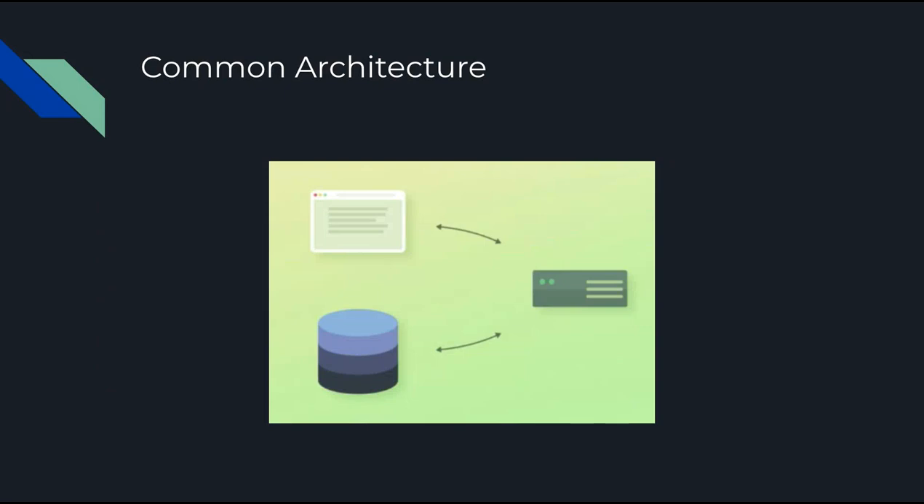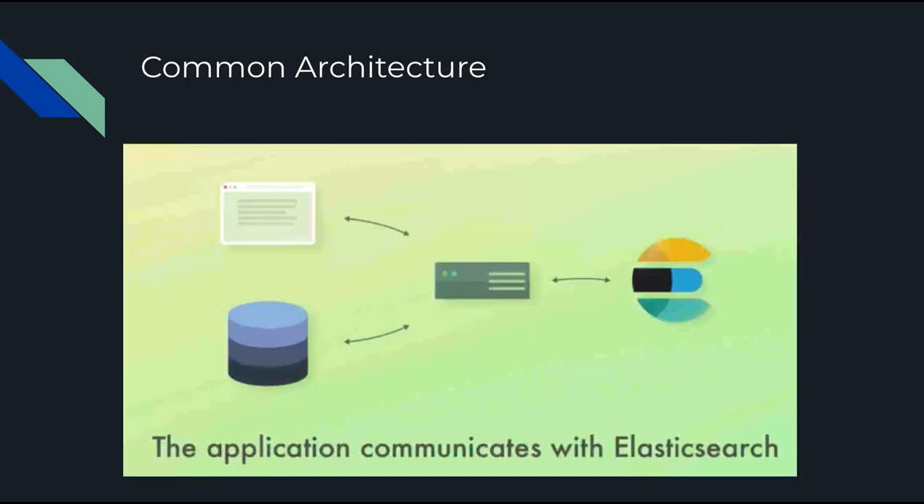So the common architecture typically is that you would have an application server that interacts with a database, and then when a user types in something or requests a page, the application server would forward that request to the database, get the data, render the page, and ship it off to the browser. Now, how would you incorporate Elasticsearch within this architecture?